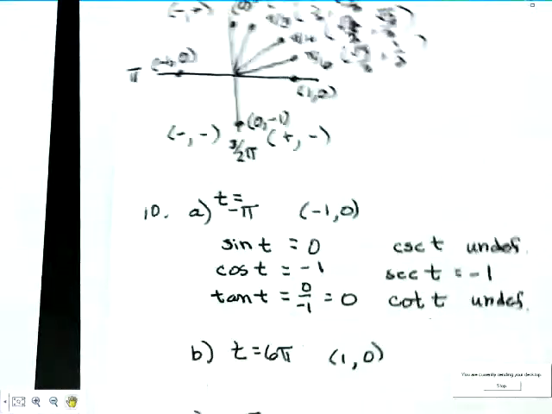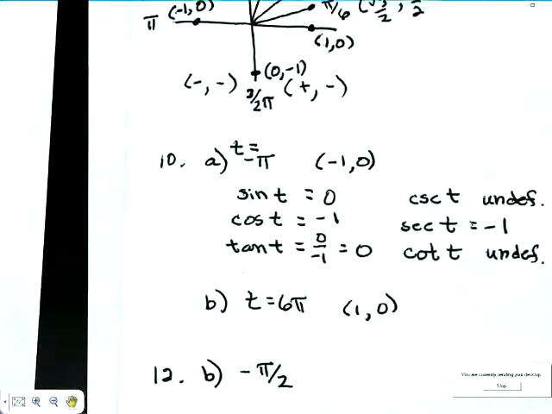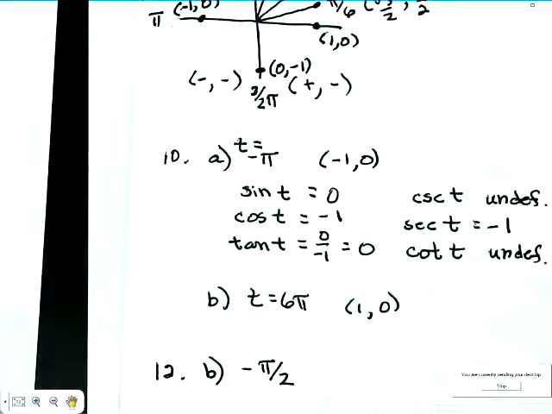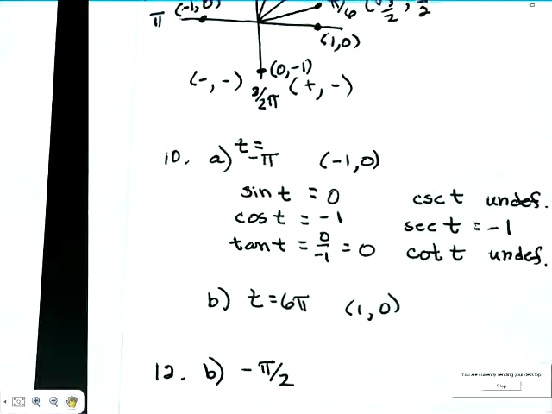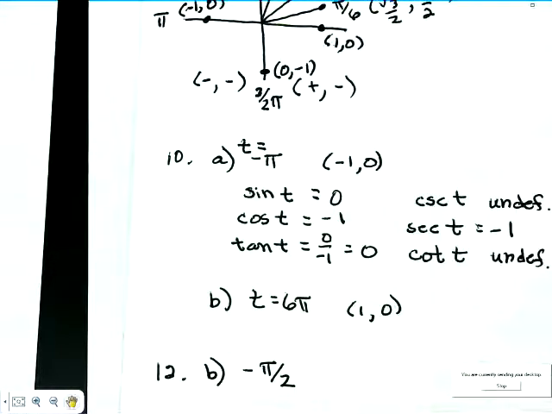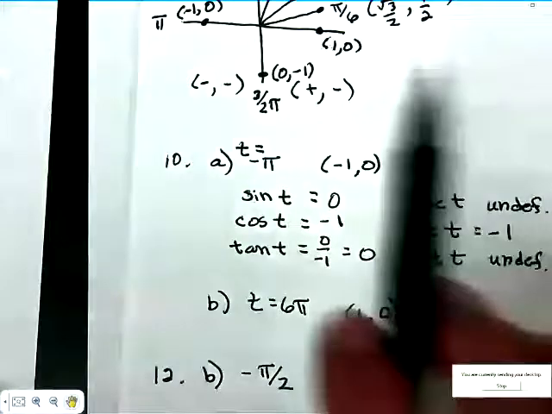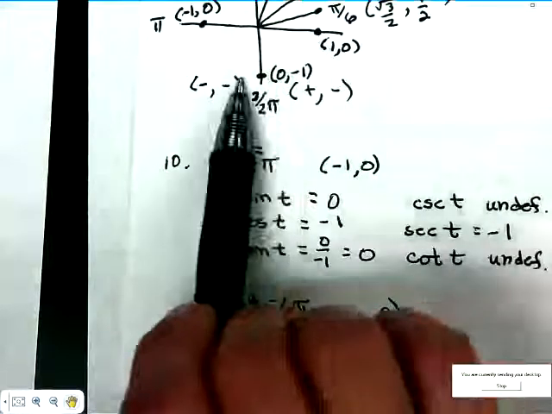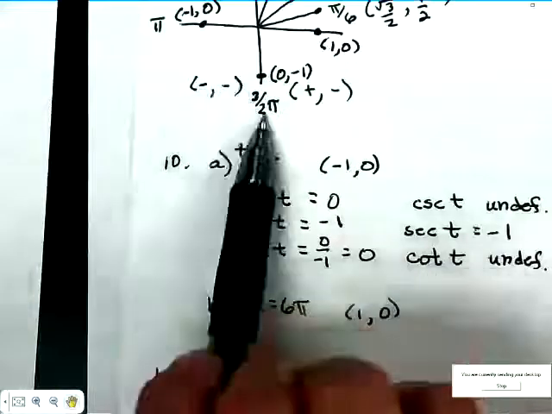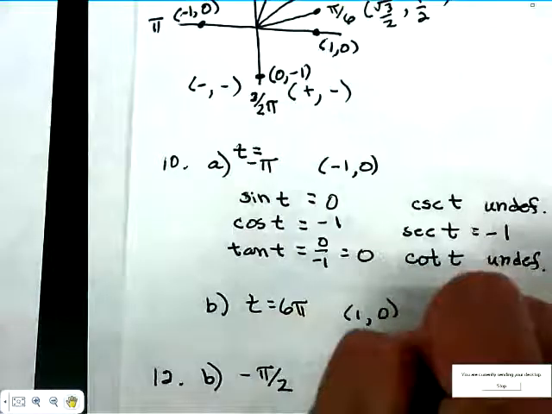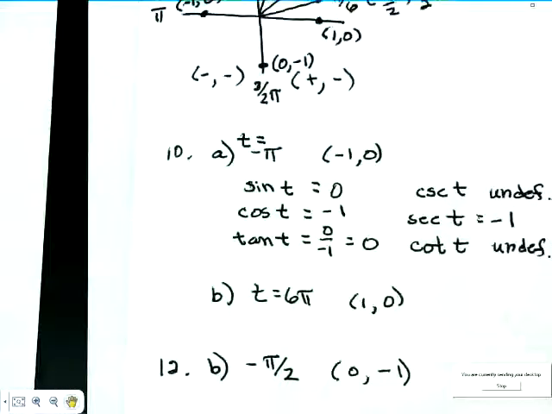Negative pi over 2 would be how many degrees? Pi over 2 is what? 90 degrees, and then negative is 90 degrees just clockwise or counterclockwise? Clockwise. Negative is clockwise. So 90 degrees clockwise would be the same as 3/2 pi. The ordered pair is x is 0, y is -1. And then you could find all 6 trig functions.